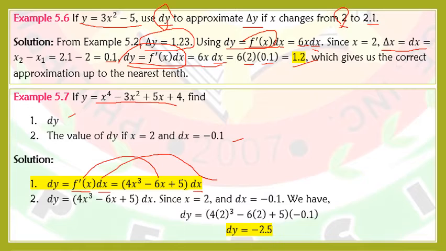Okay. So, ibig sabihin nun, sa derived na function, si x ay 2, si x ay 2. Okay. So, that is equal to negative. And then, si dx, negative 0.1. Substitution lang to class. So, dy is equal to negative 2.15. So do not worry, formula lang and then substitution.